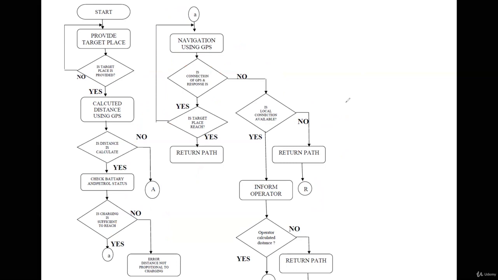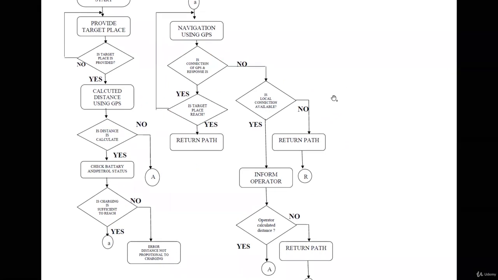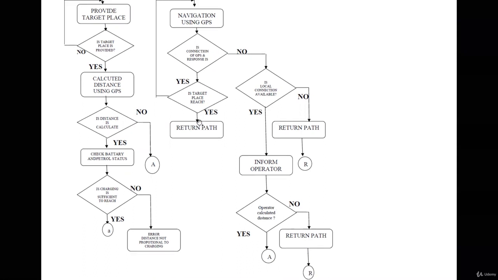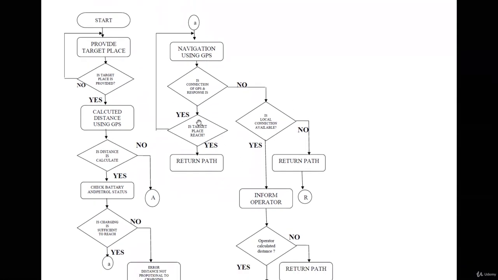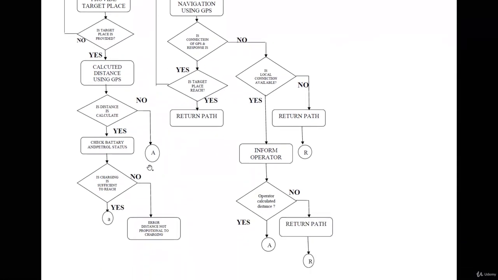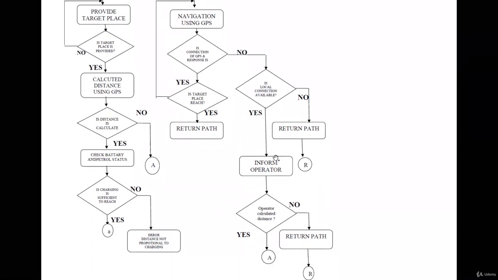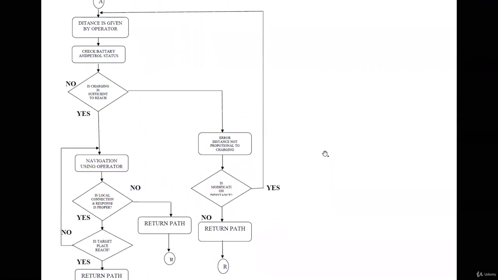Now the operator will take the help of calculation of a distance. If the distance calculation is not possible, then it will go to A. And if the distance is not calculated, it will go directly to the return path. Okay, so the first part is very clear that you need to mark down two things: a capital A and a capital R. This flow chart continues in the next part, and there we have to take capital R and capital A into consideration.